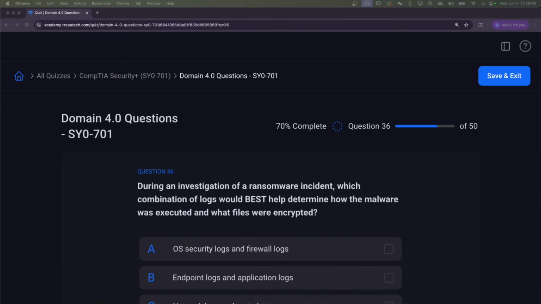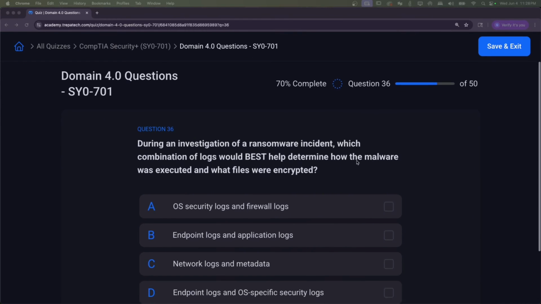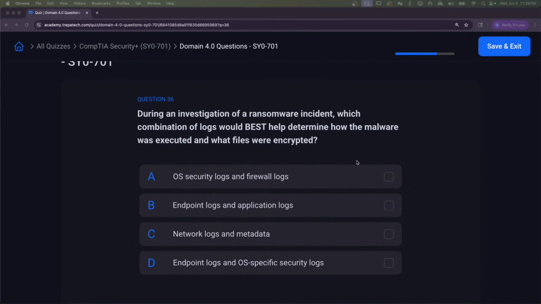Question 36. During an investigation of a ransomware incident, which combination of logs would best help determine how the malware was executed and what files were encrypted? So, a ransomware incident. This question, I don't particularly love. We need logs. At the end of the day, we need some historics. We need to look at what happened.